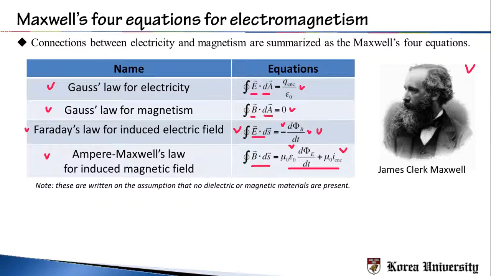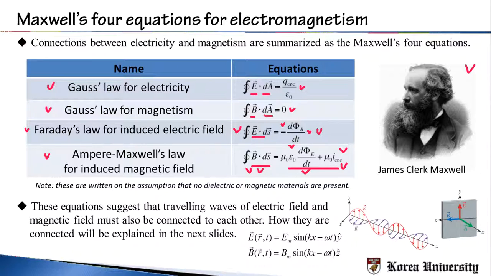Okay, and this also means that if there is any electric current, then it will have an encircling magnetic field, and if you have a time-dependent change in the electric field flux, then it will also have an encircling magnetic field. Okay, these are Maxwell's four equations. They are very important, so please try to remember them.